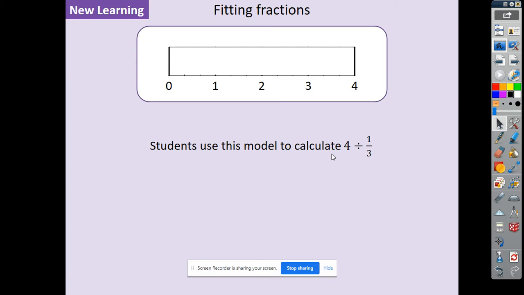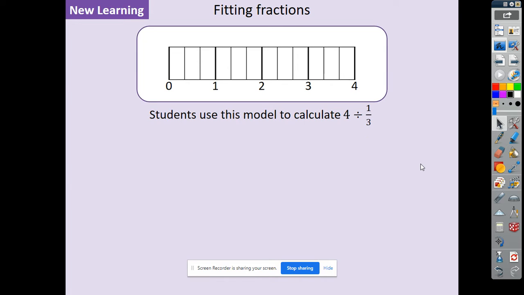Now we remember that fractions are part of a whole. So what I need to have a look at, 0 to 1, that's my first whole. I need to split that into thirds. And then my next whole, 1 to 2, is going to be split into thirds, and we keep going. So I've now split my whole 4 into thirds.